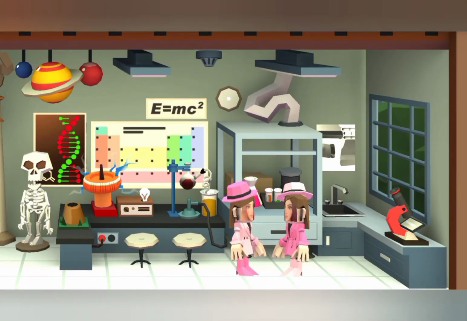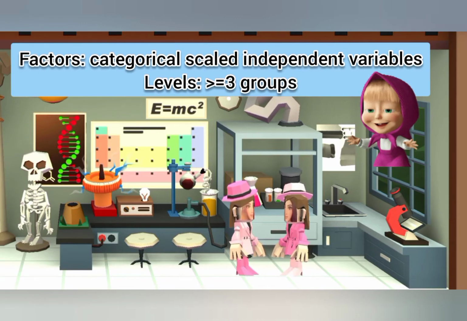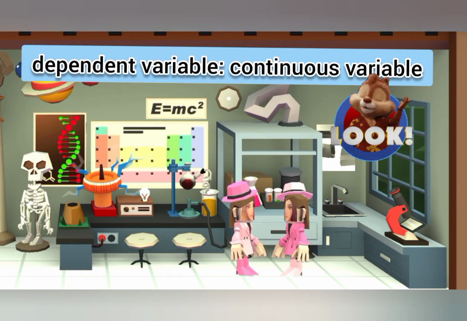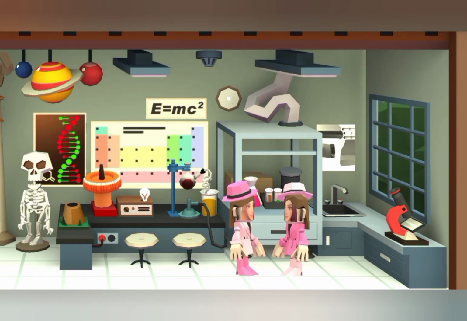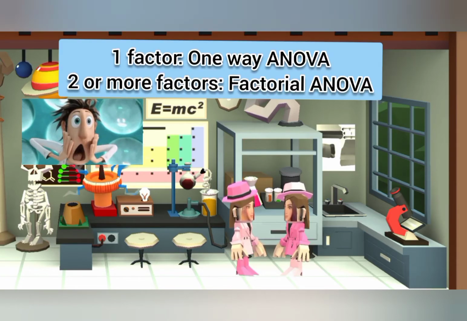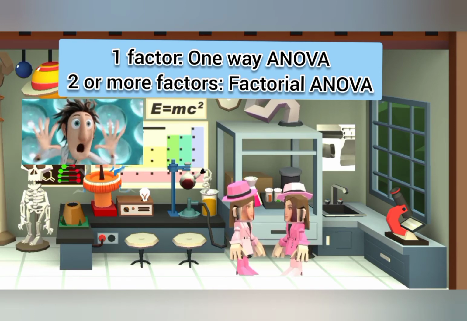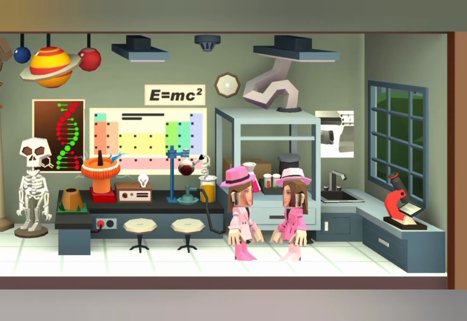Here, the independent variable is called factor, and it's a categorical scaled variable with 3 or more levels or groups. And the dependent variable is a continuous variable. So, when we have one factor, it is a one-way ANOVA. And when we have 2 or more factors, it is a factorial ANOVA. Yes, but we need to be aware that we decrease statistical power as the number of groups increase, right? Right.